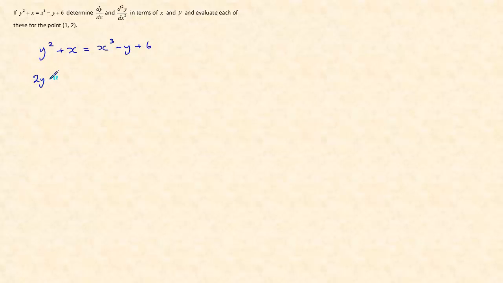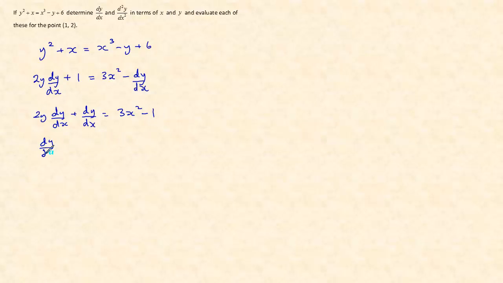It becomes 2y multiplied by the differential of the inside, which is dy/dx. This is going to be 1. This is going to be 3x squared, and of course the 6 disappears. So let's get everything with dy/dx over to one side. So we've got 2y dy/dx plus dy/dx is equal to 3x squared, and bring the 1 over here.